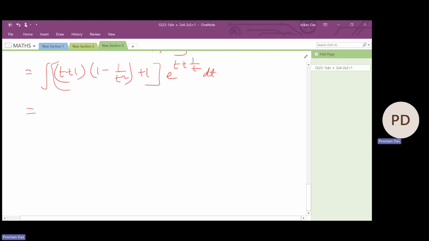What do we do now? Now we will break this integral into two parts. This plus 1 I will multiply and I will make this a different integral and keep it aside. It should look something like this.